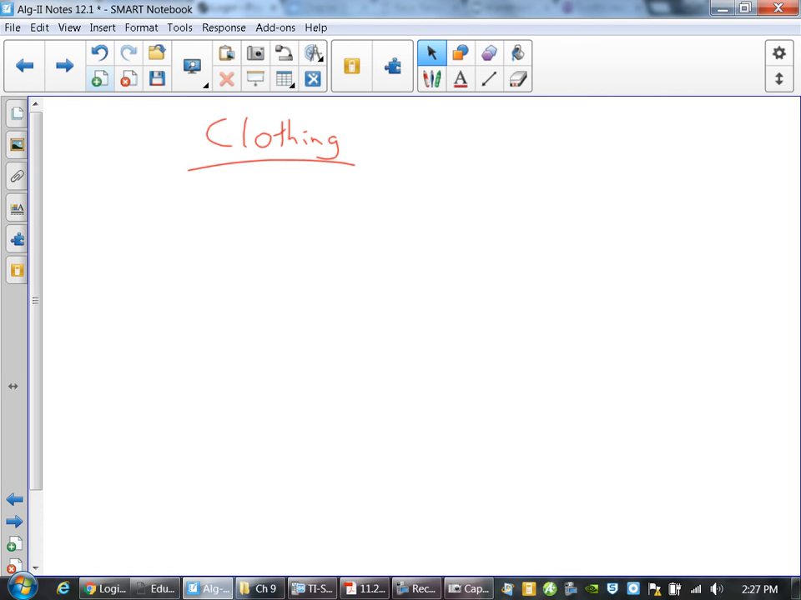Wait, isn't a sarong like a wrap or something? A toga? Yes, it's like a toga. That's wrong. I just thought of a word. I know a sarong is something, I just don't know what it is.